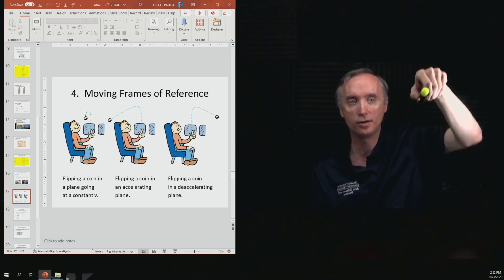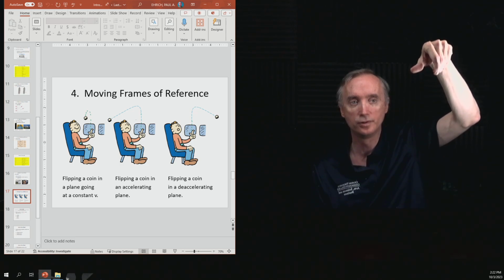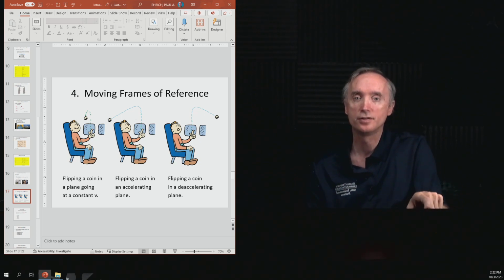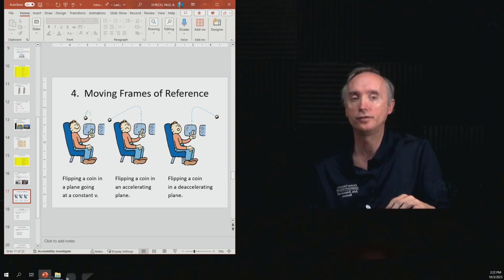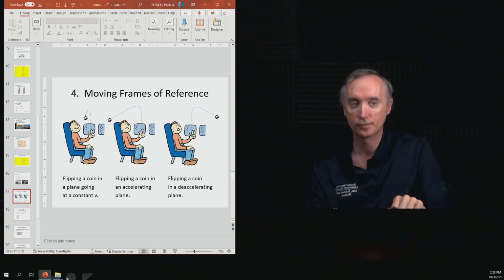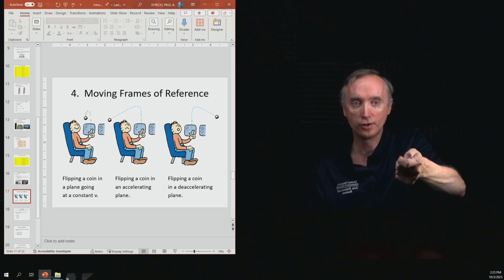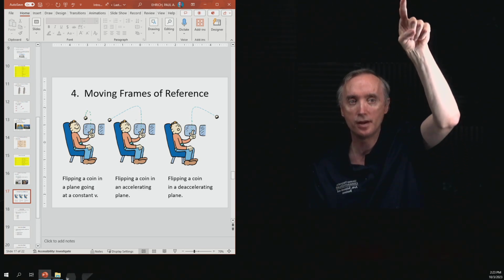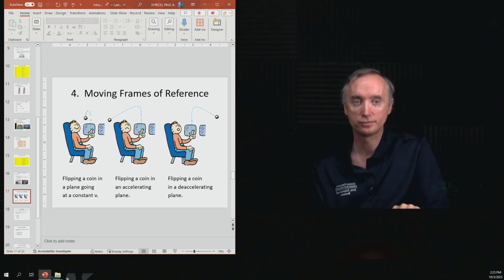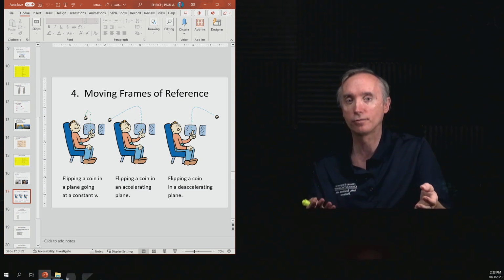Same thing here. If I take this thing and I let it go, it falls straight down. Now the first picture there shows what's going to happen if you're in a moving frame of reference, so the plane is moving with a constant speed. If you take your coin and flip it, it's going to go up into the air and come straight back down as though you're at rest. Well, you are at rest, you're at rest with respect to the airplane.